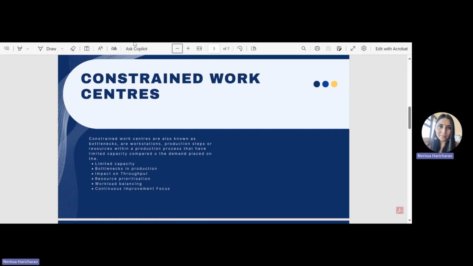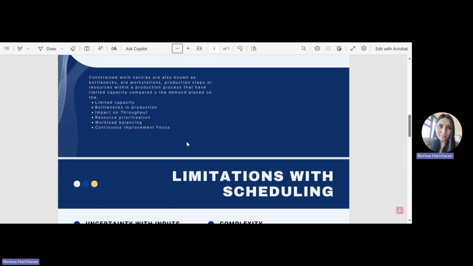Okay, so that's constrained work centers, and it's also something that is quite self-explanatory if you really put your mind and focus into it: if there is a bottleneck or a constrained work center at a specific point in your production process, then how do you now handle it? What are the key aspects? What are the different techniques that you would require, etc.?